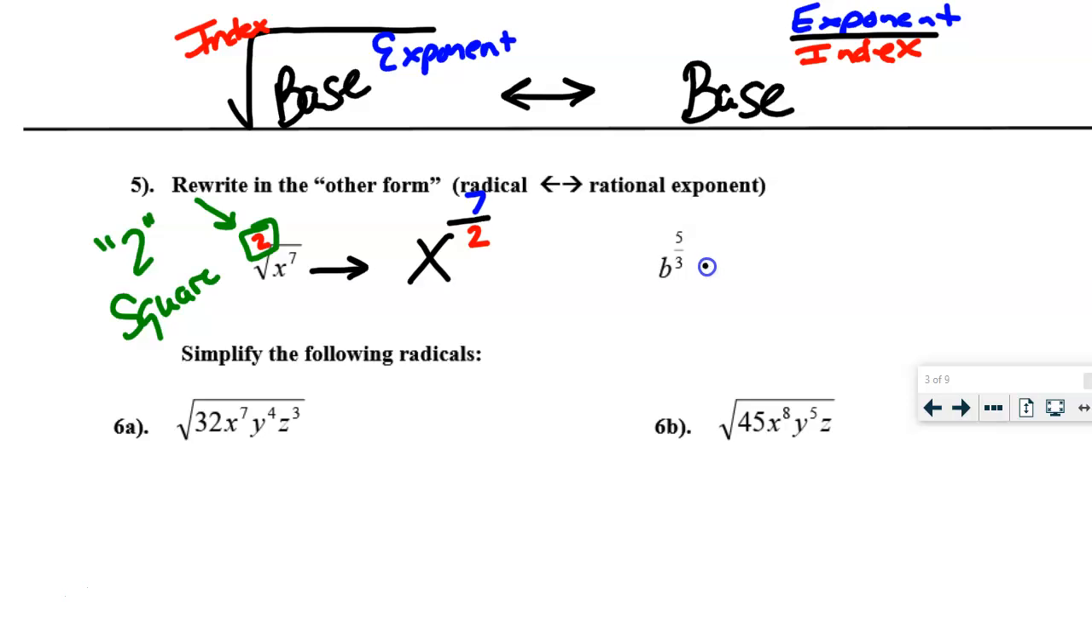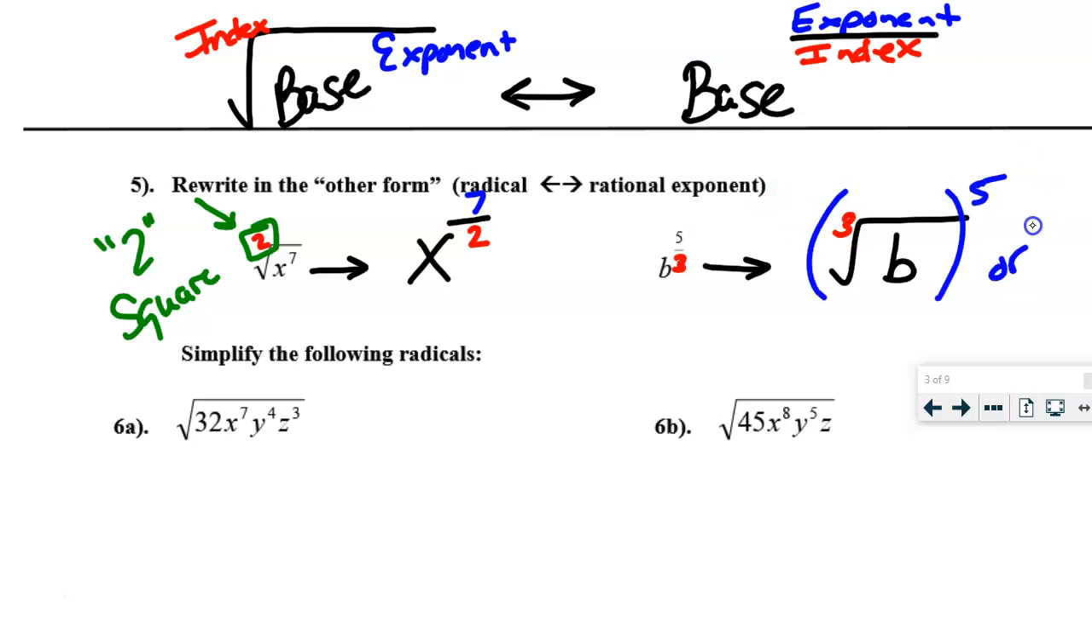Using that formula going the opposite direction though, you have a cube root this time. This denominator is the index, and then your b is your base. And then you can write the 5th power outside like this, or you can write it inside, where you do cube root of b to the 5th. But most kids like to put the exponent on the outside. Me too.